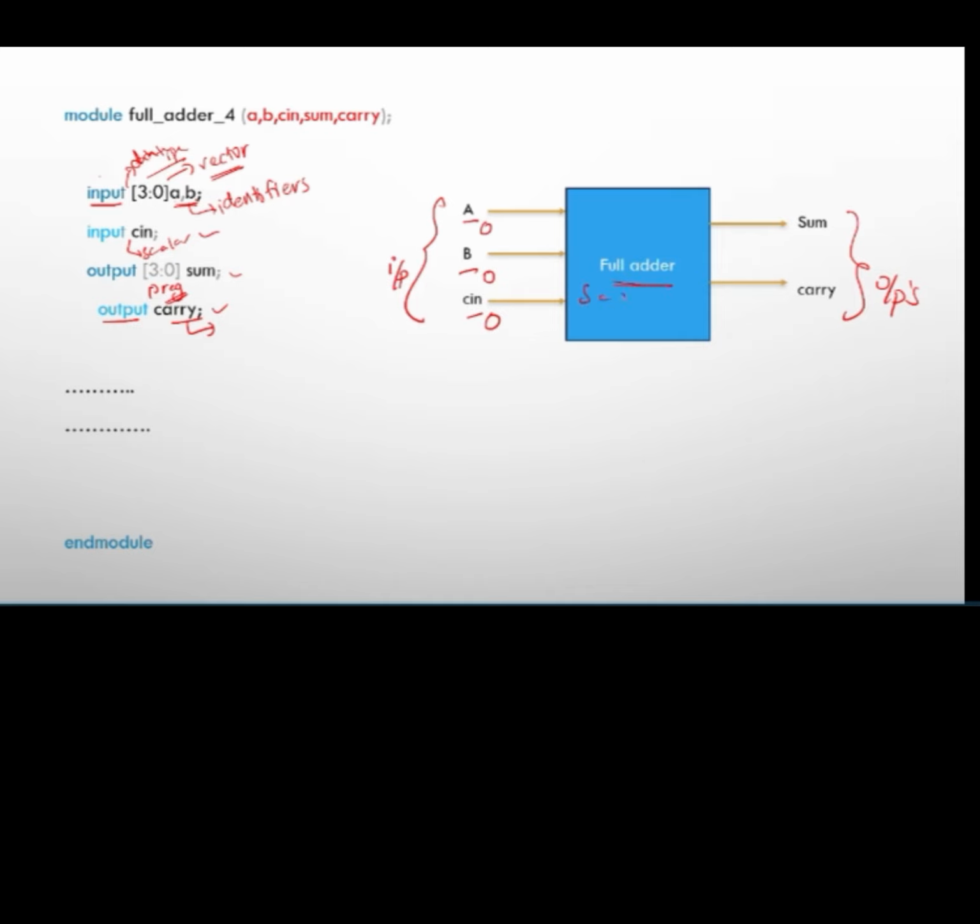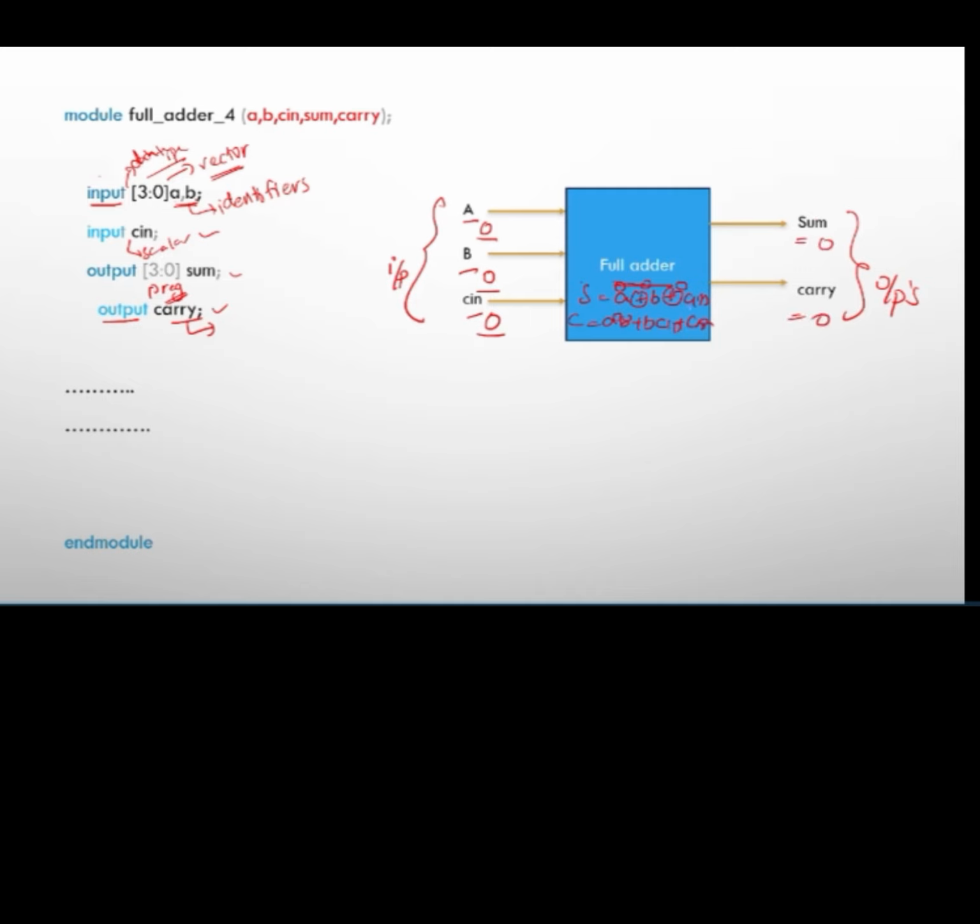What is the logic? Sum is nothing but A XOR B XOR Cin, and carry is nothing but AB, BC, CA, like Cin and A. So this is the particular logic. When you are driving the values like 000, the value is placed here, the logic is worked out, and then it is sent to the outputs, sum and carry.